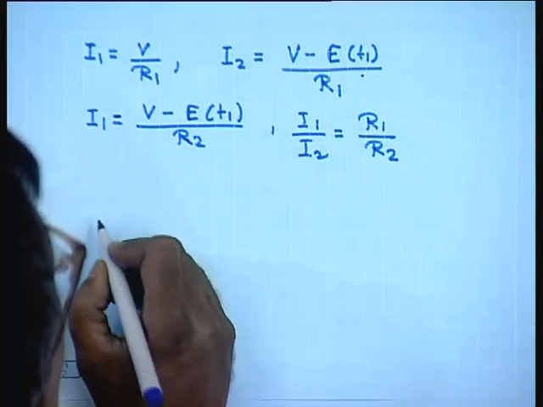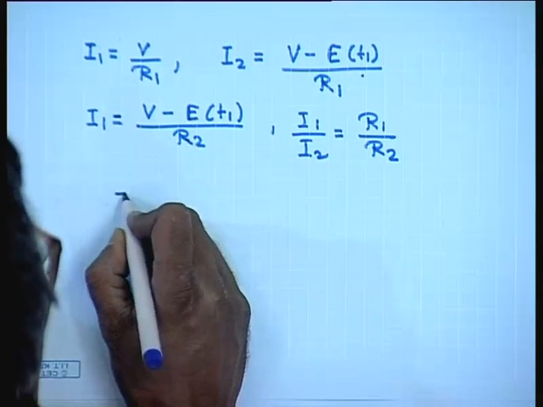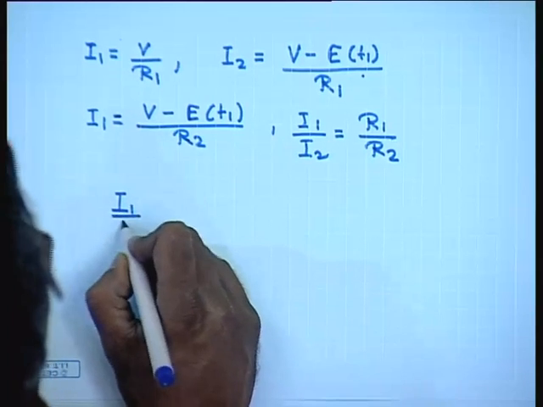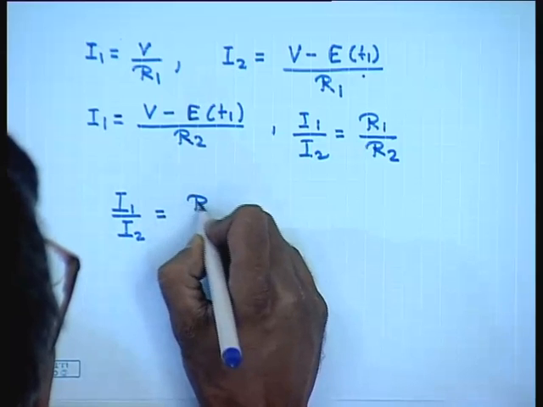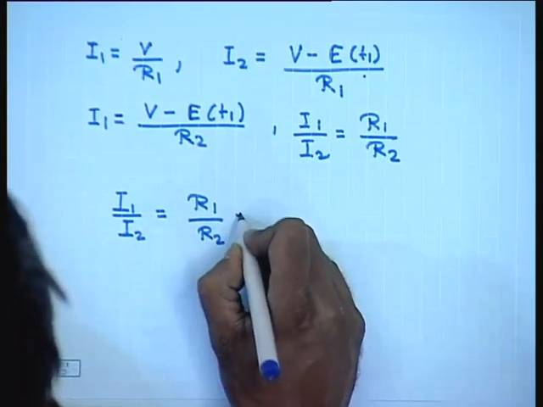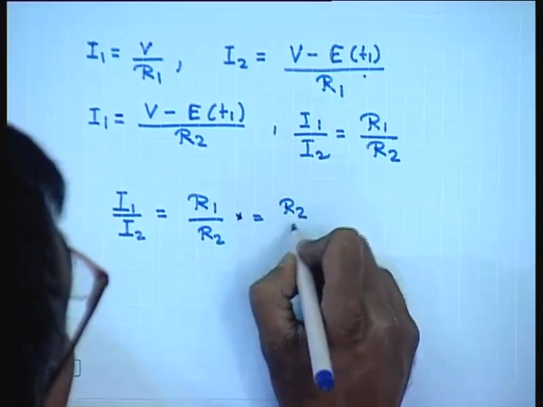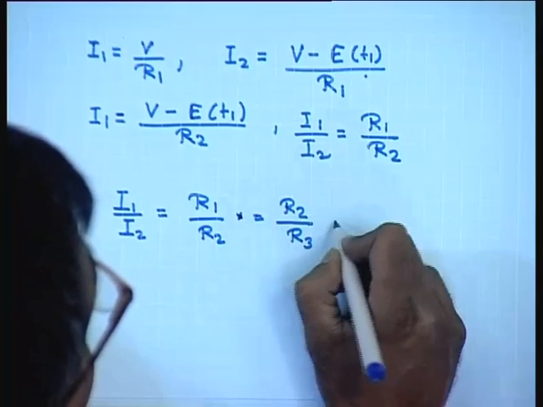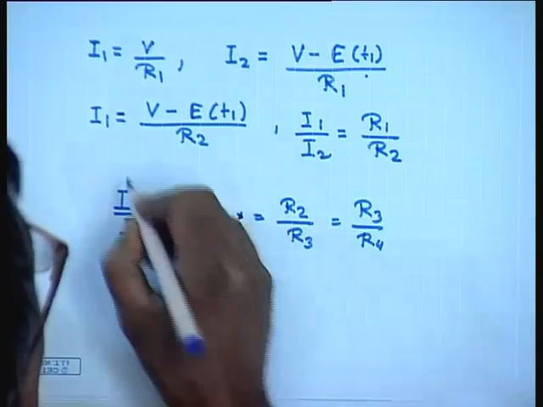And in the same manner, if we continue for K section resistance, we can deduce that I1 by I2 equal to R1 by R2 equal to R2 by R3 equal to R3 by R4 for K section resistance.